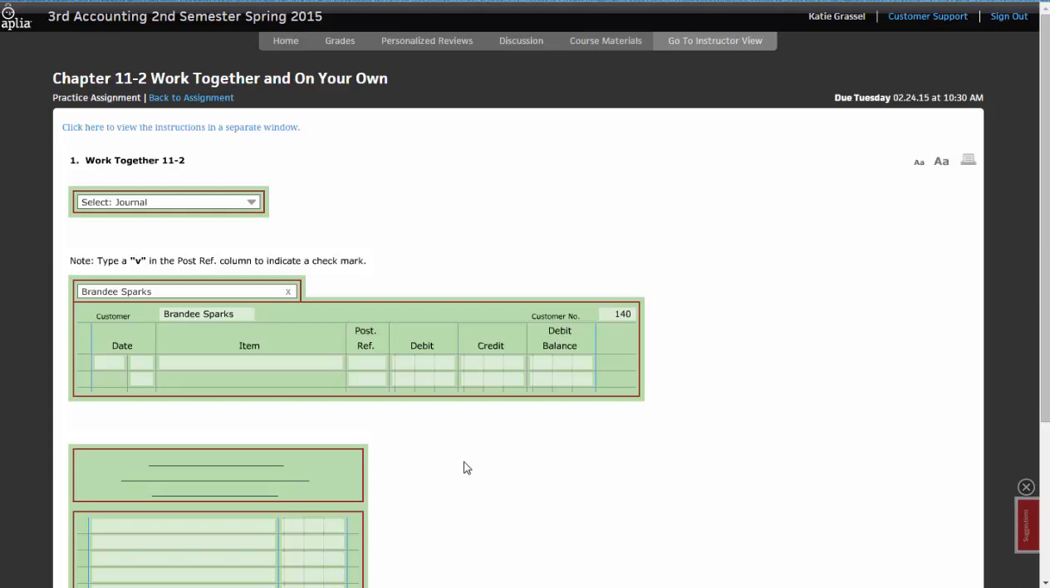Okay, so the next thing we have to do for Brandy is put in here the date of October 1st. And we have a balance of, with a check mark in the post reference, a balance of $212.